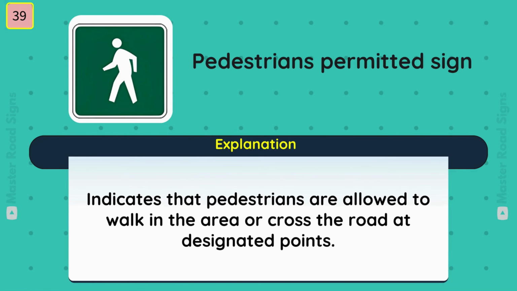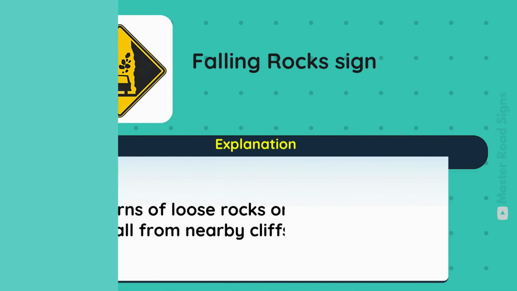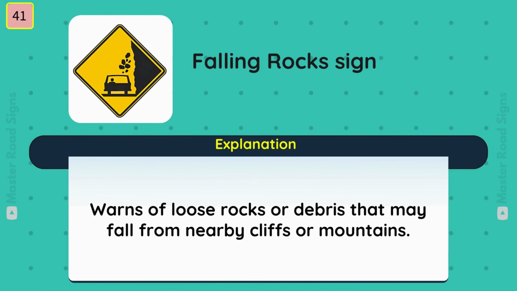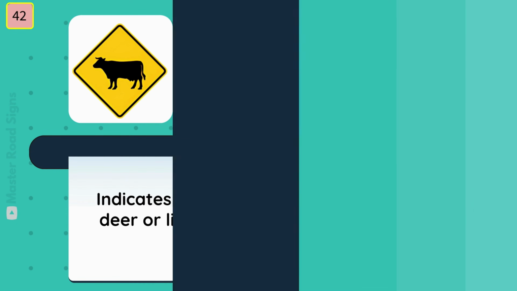Pedestrians permitted sign indicates that pedestrians are allowed to walk in the area or cross the road at designated points. Low clearance sign warns drivers and pedestrians of the maximum height allowed to pass under an overpass, tunnel, or other structure. Falling rock sign warns of loose rocks or debris that may fall from nearby cliffs or mountains. Animal crossing sign indicates areas where animals, such as deer or livestock, may be crossing the road.